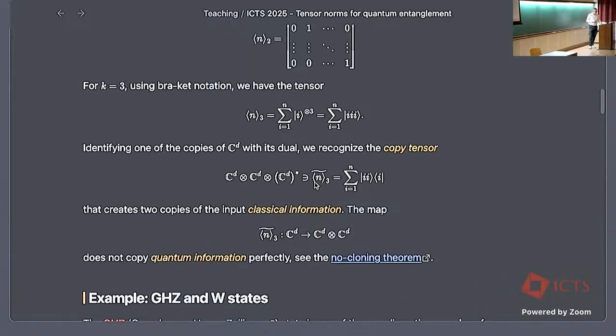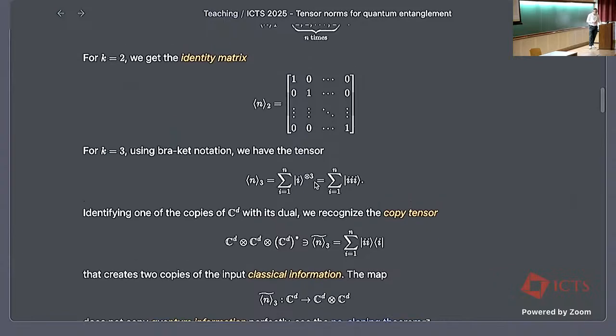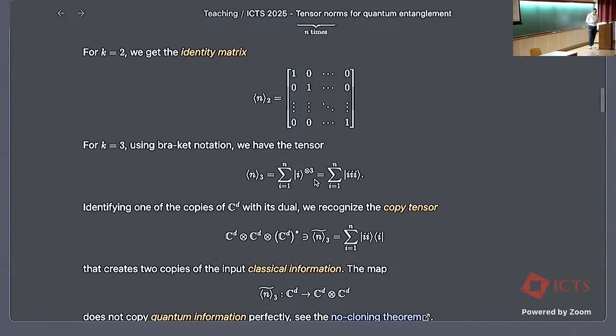Again, we'll play this game a lot. Here, we had this N3 living in 3 copies of C^d, and we took one copy and added a star, we dualized it, changing a ket to a bra, and then from a 3 tensor we got a linear map which goes from 1 copy of C^d to 2 copies of C^d. This is something that we will do quite often.